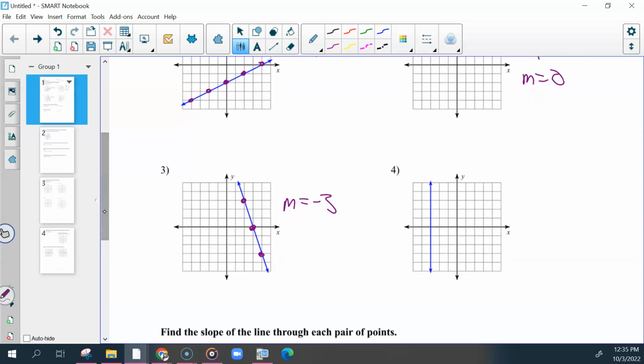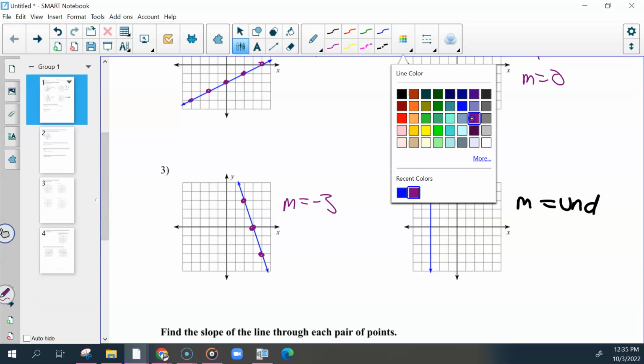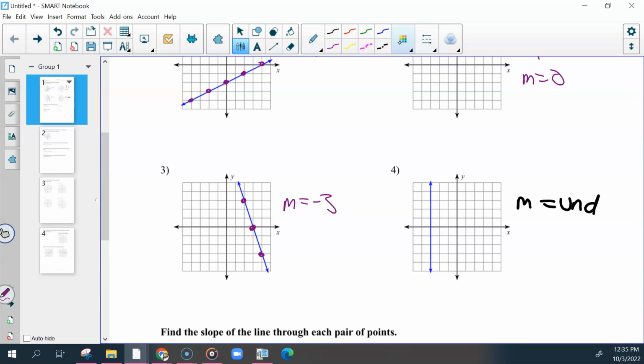And then for number 4, because this is a vertical line, our slope is undefined. Questions on any of those 4? Those were each worth 1 point, getting the slope correct.